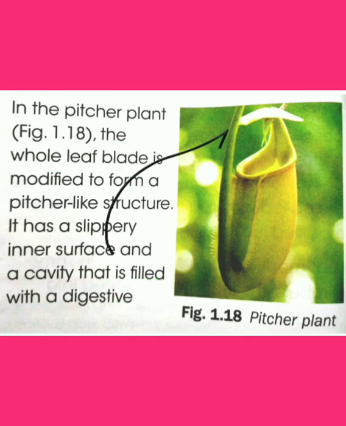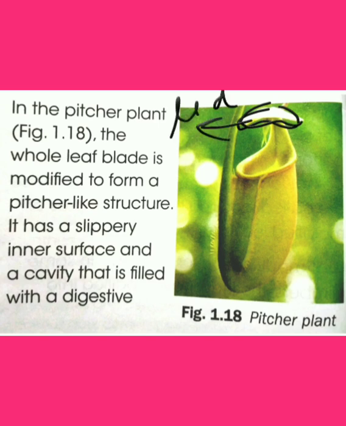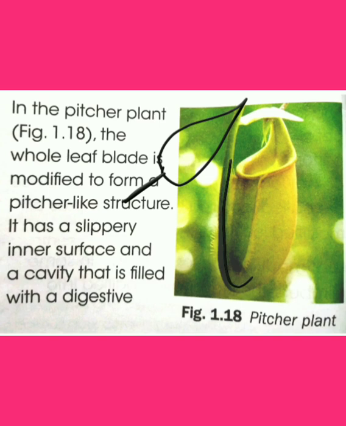Next is leaf apex. So we know this part is the leaf apex. This leaf apex forms the lid of the pitcher plant. So this portion is the lid of the pitcher plant, and the petiole is coiled to hold the pitcher in an erect position. So this is the petiole. This petiole in the case of a pitcher plant is coiled to hold the pitcher in an erect position.